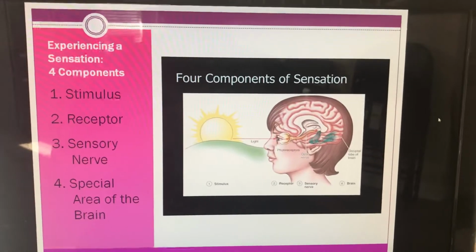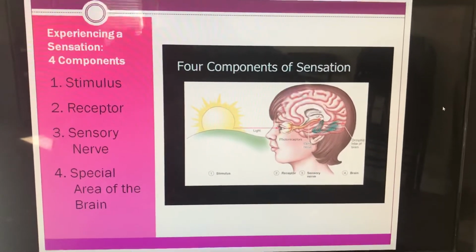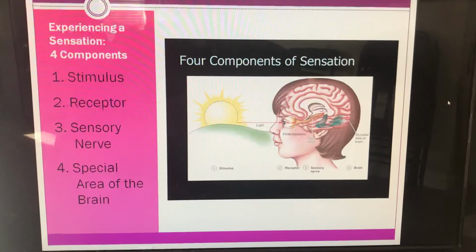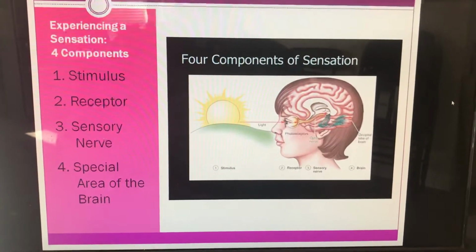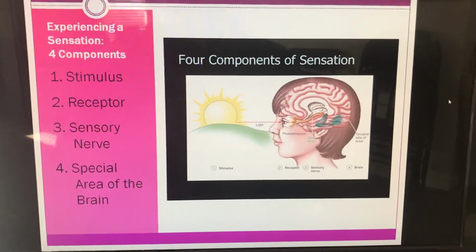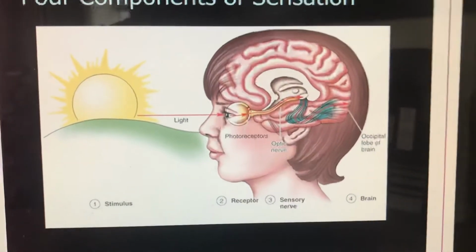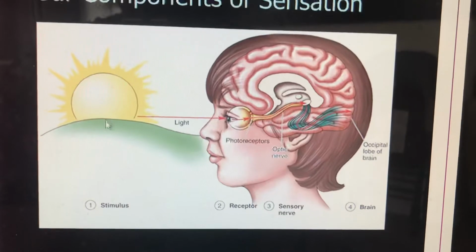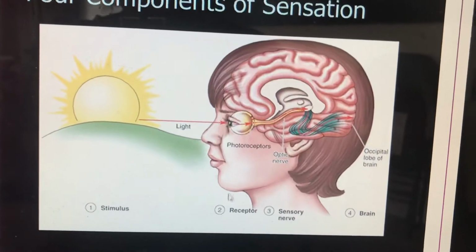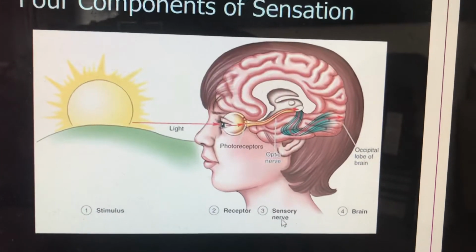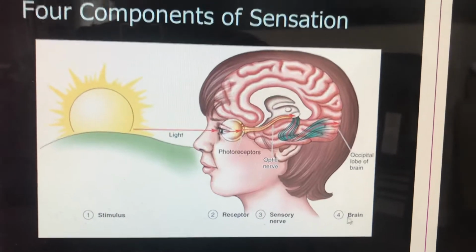When experiencing a sensation, there are 4 components. You have the stimulus, receptor, sensory nerve, and special area of the brain. I'm going to zoom in so you can take a look at this picture. As you can see, you have your stimulus, your receptor, your sensory nerve, and the part of the brain.